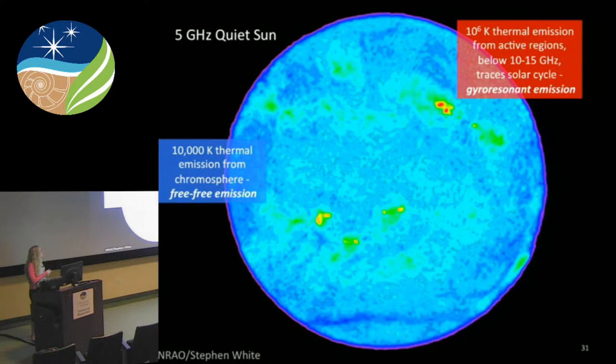And as the number of these spots varies on the star, you can use the total emission from the sun to trace the solar magnetic activity cycle over the course of 11 years. And we're not quite there yet with other stars, but when the SKA comes fully online, we hope to be able to do this for stars out to 50 parsecs.